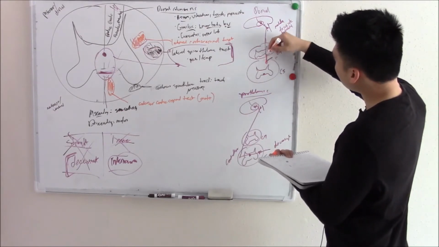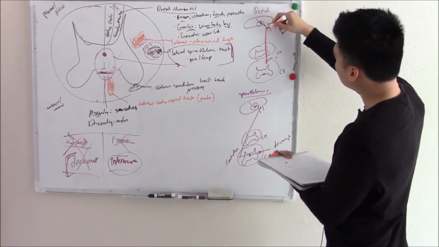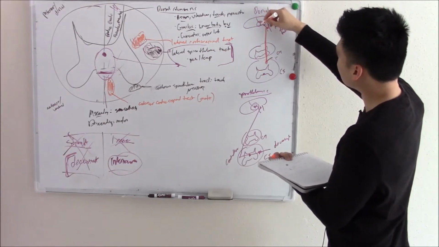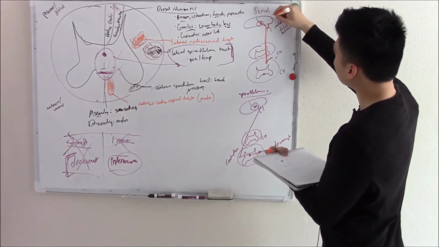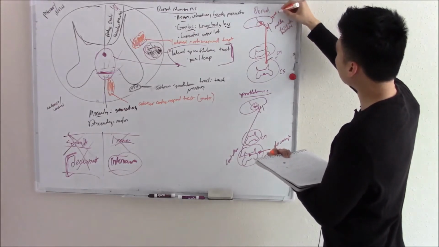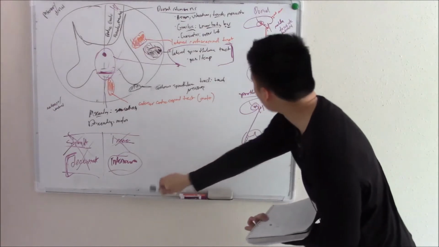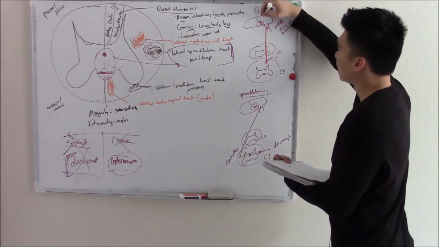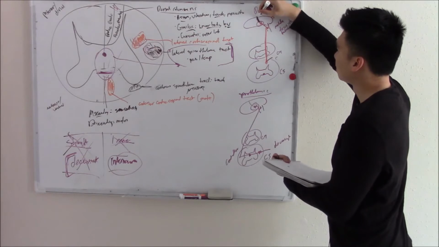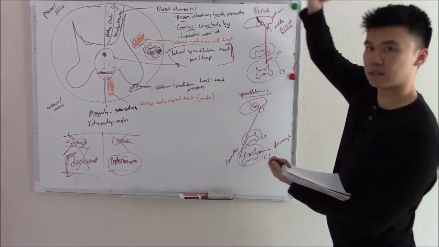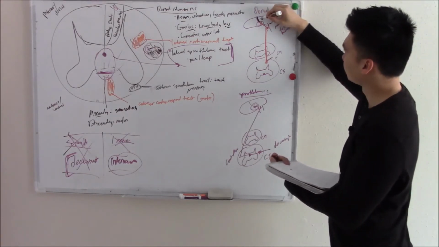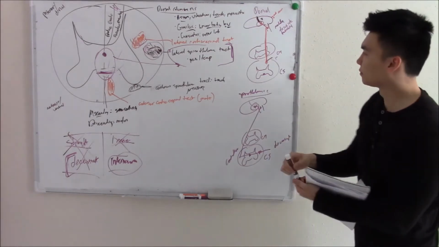And this is the neuron that goes all the way up, decussates in the medulla and hits your thalamus. This is your second order neuron. And this will eventually synapse and meet your last, third order neuron, and that goes to your sensory cortex. So third order. Not too difficult there.